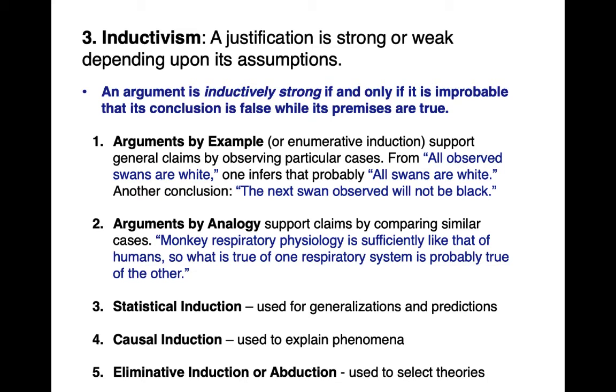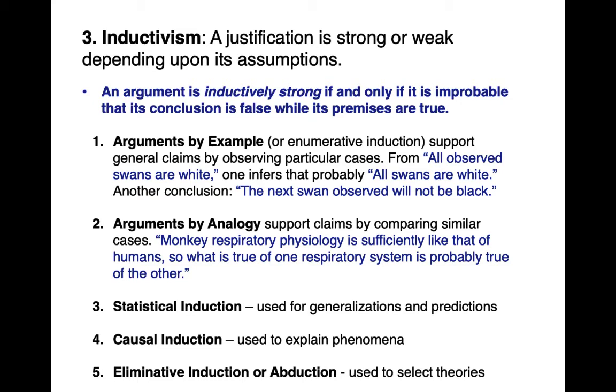Arguments by analogy or comparison support claims by comparing similar cases. For instance, monkey respiratory physiology is sufficiently like that of humans, so what is true of one respiratory system is probably true of the other. And this assumption is what supports the use of monkeys in research, say in air pollution research or in smoking research, because what we see is true of the monkeys, namely smoking increases the risks for particular lung cancers. We can extrapolate, we can say that's probably true of humans because we have the same respiratory tree.